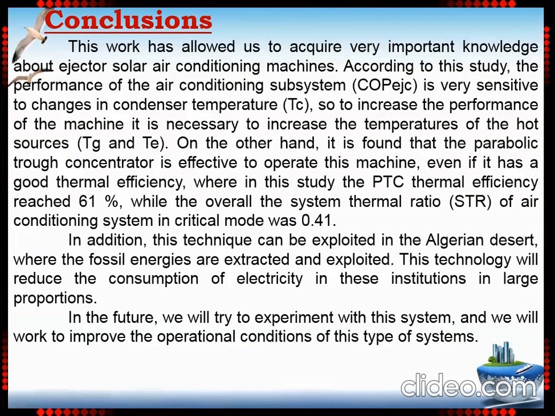In this study the PTC thermal efficiency reached 61%, while the solar thermal ratio (STR) of the air conditioning system in critical mode was 0.41. In addition, this technique can be exploited in the Algerian desert, where the fossil energies are extracted and exploited. This technology will reduce the consumption of electricity in these institutions in large proportions. In the future, we will try to experiment with this system, and we will work to improve the operational conditions of this type of systems.